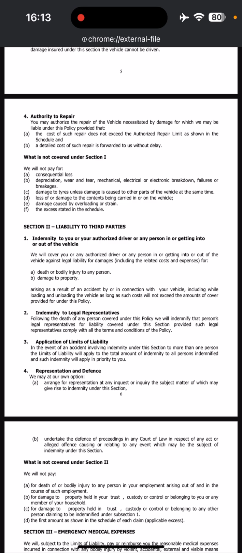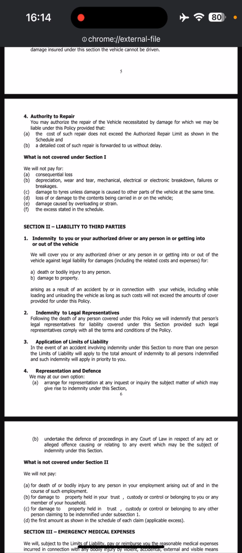And what is not covered in section 1, for example, consequential loss, which is loss arising from another loss, depreciation, wear and tear, mechanical, electrical, or electronic breakdown failures or breakages. Your insurance policy does not cover wear and tear, mechanical, electrical, or electronic breakdown.